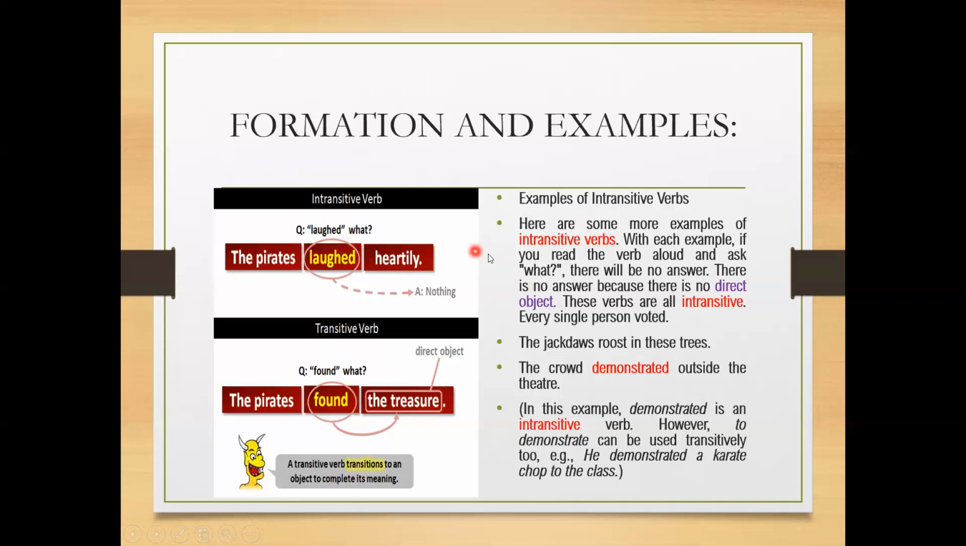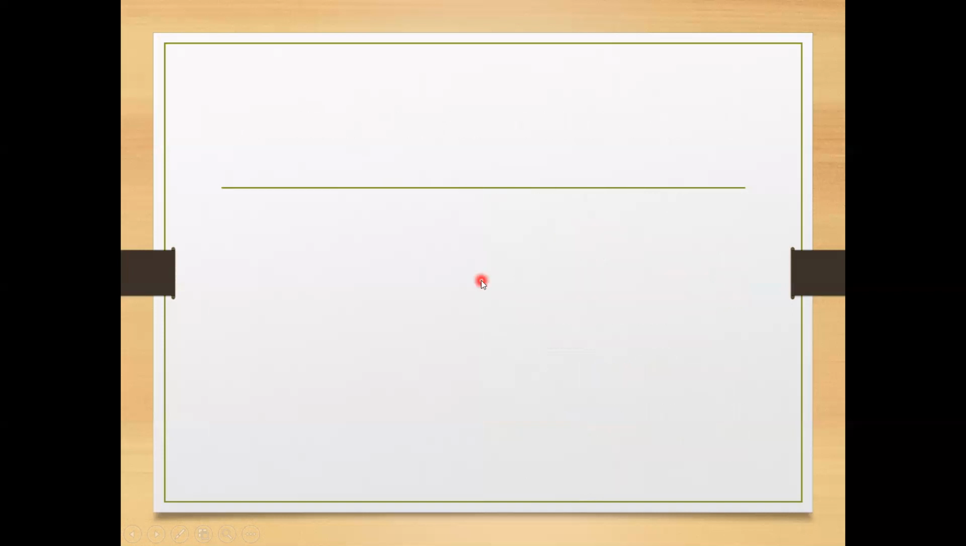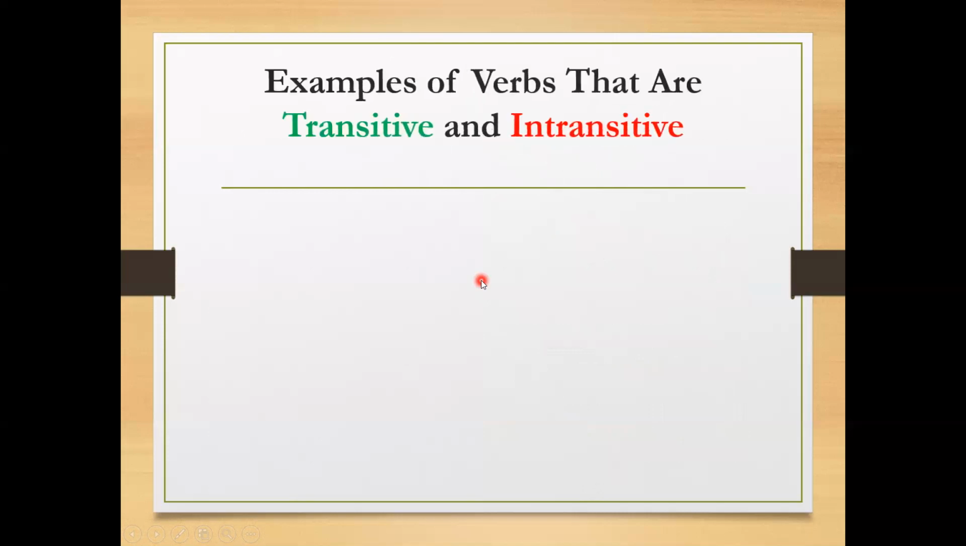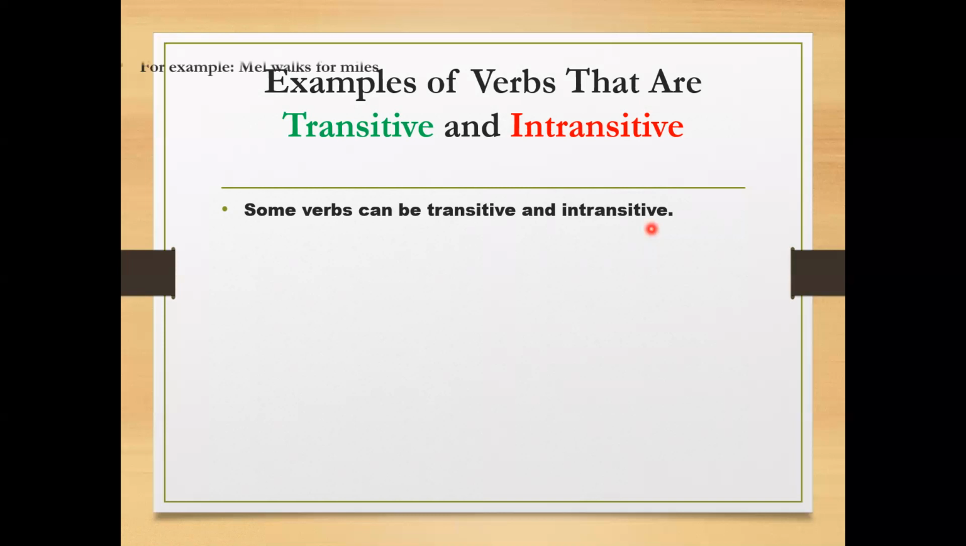In the last lecture, you learned about transitive verbs. In this lecture, we are learning about intransitive verbs. Now, dear students, we have examples of verbs that are transitive and intransitive. Some verbs can be transitive and intransitive. It is very important for you to understand that we have a few verbs that can work as a transitive verb and also as an intransitive verb.